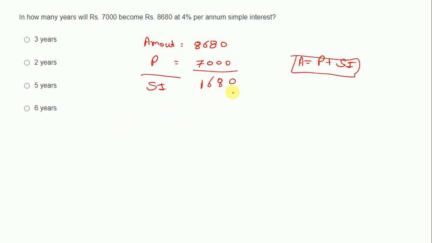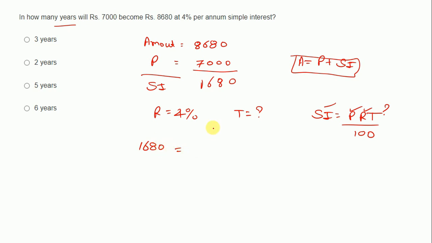So SI is this, and the rate is given to us, that is 4%, and we have to find in how many years, that is time. So T is equal to question mark, and we know that SI is equal to P, R and T divided by 100. We have to use this formula here, and all the 3 terms are given to us, but we have to find the time. So 1680 is equal to P, which is 7,000, into R, which is 4%, into T divided by 100.